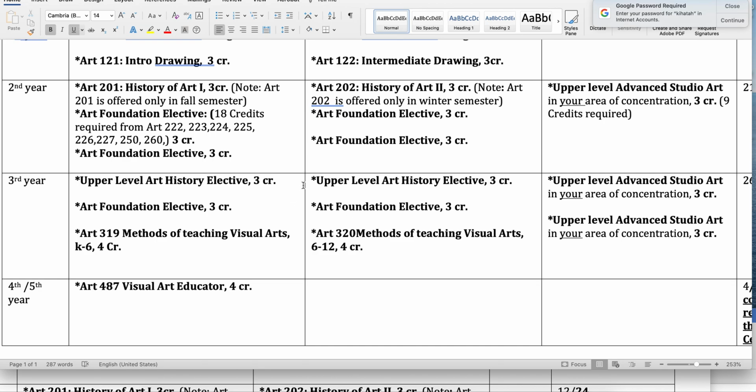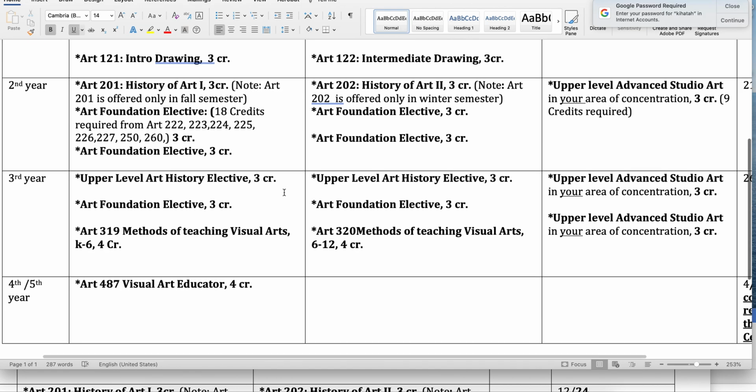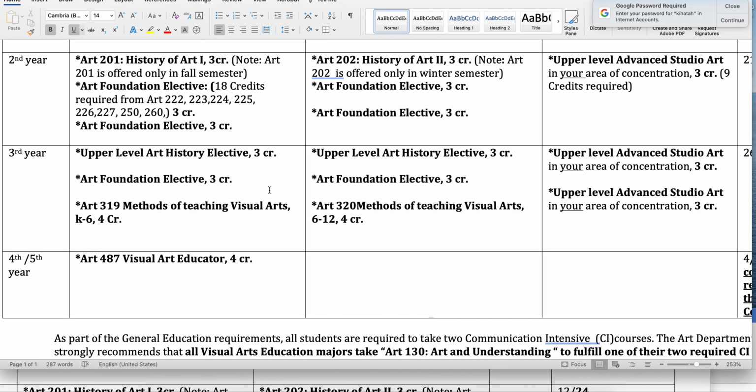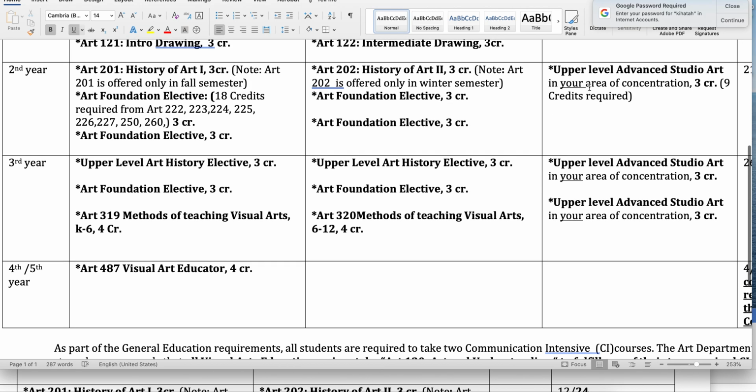One of the things you need to know about this major is that when you're taking the upper level advanced studio, you have to pick your area of concentration. The area of concentration is either sculpture, painting, drawing, printmaking, photography, or ceramics.